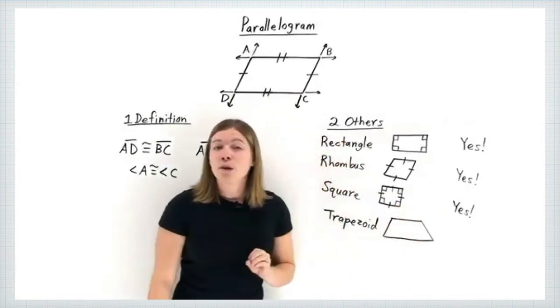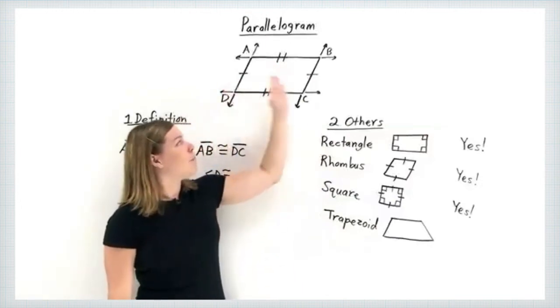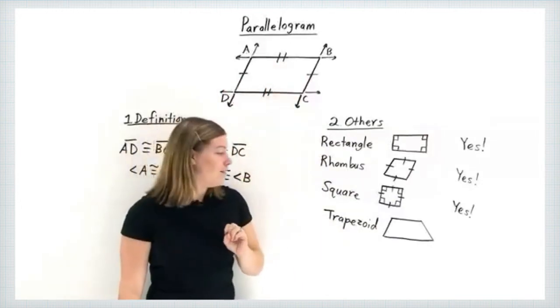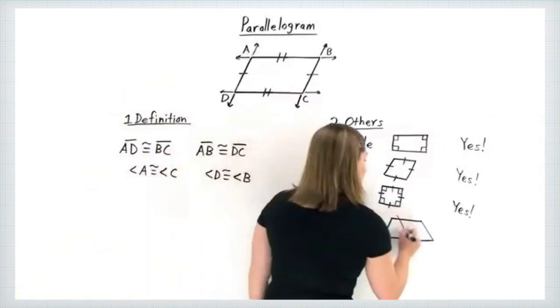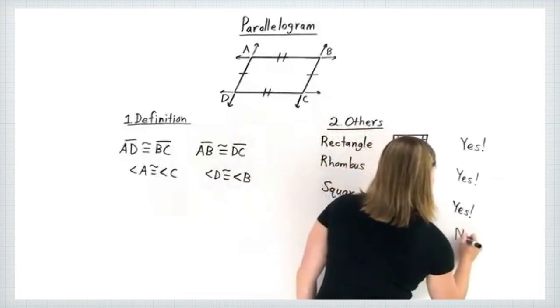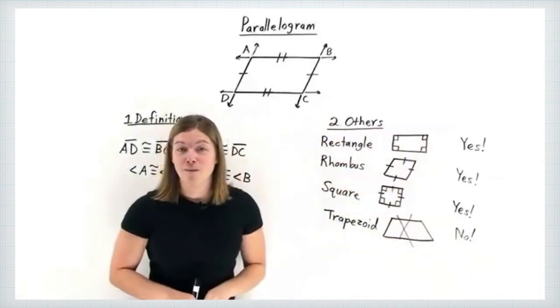That is one of the requirements to be a parallelogram. Both pairs of opposite sides need to be parallel. And in a trapezoid, we only have one pair of parallel sides. That means that no, a trapezoid cannot be classified as a parallelogram.